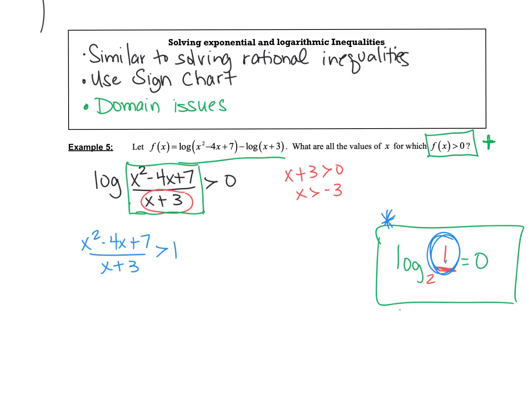Okay? So if I had ln of 1, it would equal 0. If I had just plain log of 1, it would be 0, right? Because anything to the 0 power is 1. Okay? So that's where that came from.